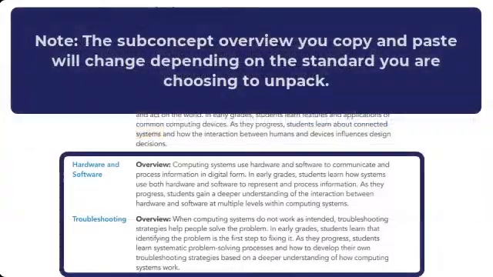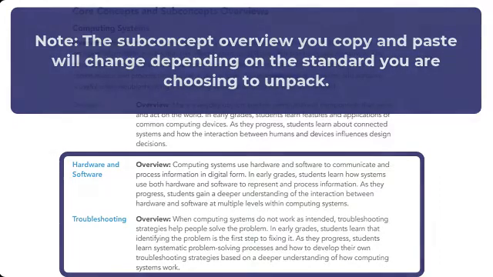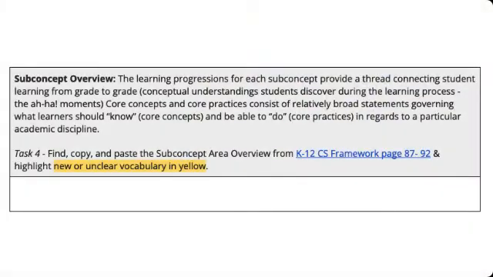Now, each concept has a subconcept. Within that subconcept, there is an overview as well. It gives us a progression of a thread connecting what students should be learning from grade to grade to eventually understand all of the standards within that discipline. So we will go and use the K-12 CS framework 87 through 92 and look at the subconcept area and highlight, copy and paste back in our template. Again, looking at any new or unclear vocabulary for your understanding and highlighting it in yellow.